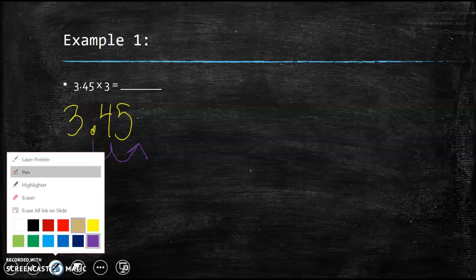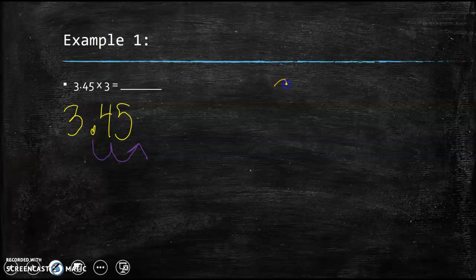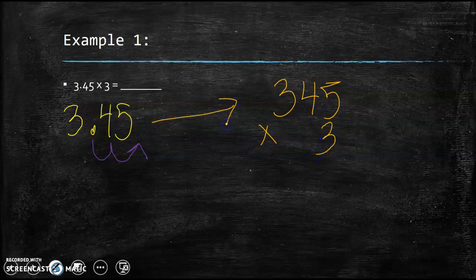So I'm going to take my 345 and multiply it by 3, keeping in mind that my real number is still that 3 and 45 hundredths times 3. Okay? So I'm going to pretend that it's not there. So I'm doing a double shift. I've shifted it twice. So I have 345 times 3.